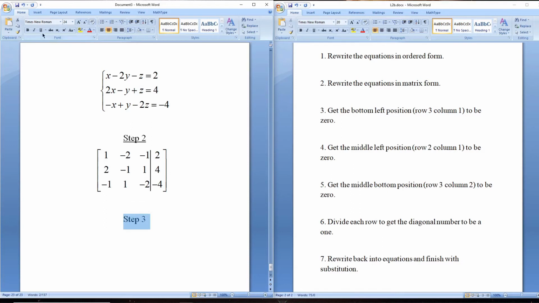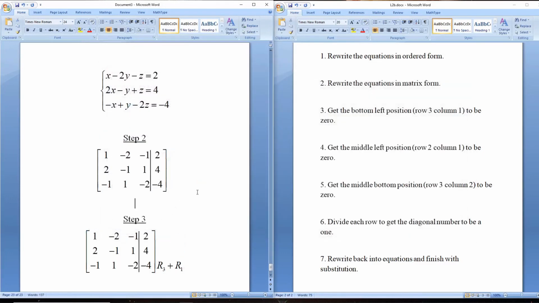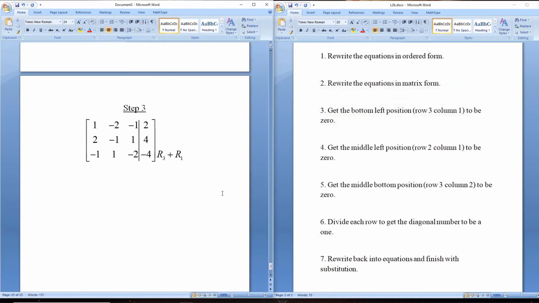Let's check out step 3. Step 3 says we want to get this bottom number to be a 0. So we're going for this number right here, this minus 1. We want to get this to be a 0, and you want to create some instruction that does that. Something we could do is take row 3 and add it to row 1, and that would get us a 0 in that position. So here's the instruction, and let's do that instruction now.